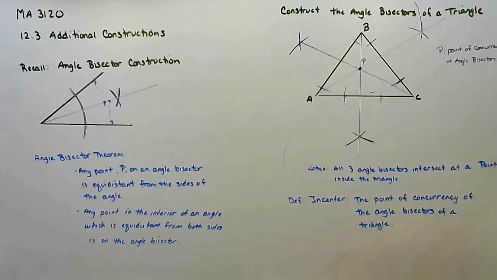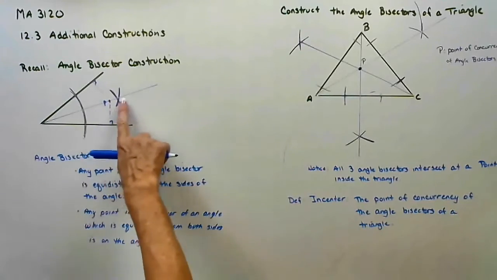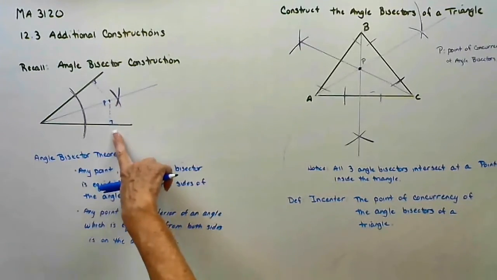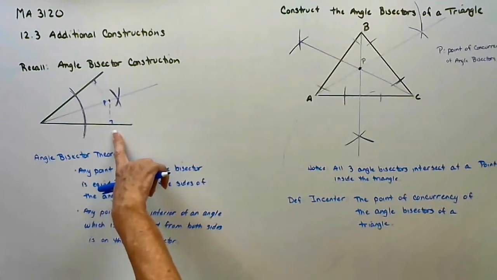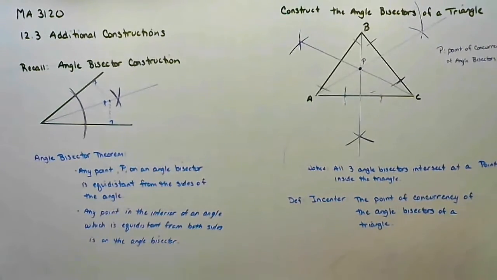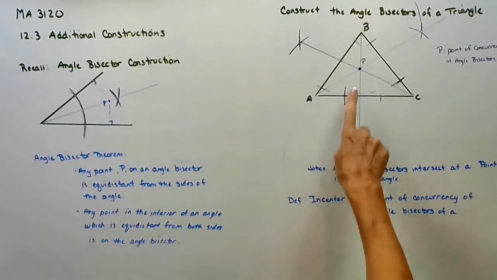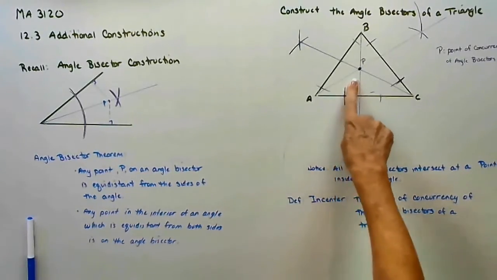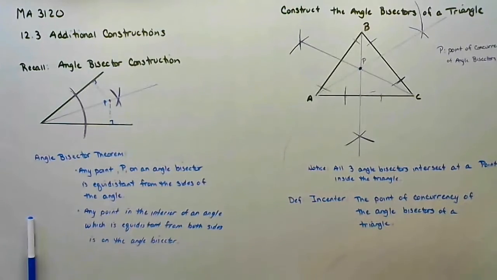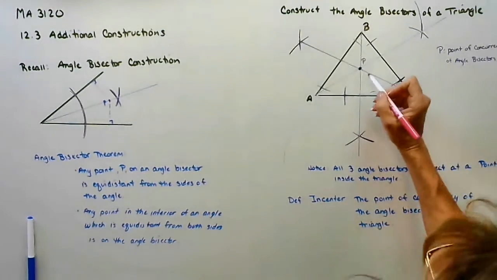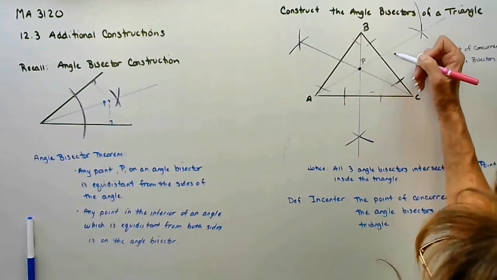Now, just a little side note. We talked earlier that if a point is on an angle bisector, it's equidistant from the sides. Okay? So, watch what's going to happen here. We know that it's perpendicular to the three sides. So, I know that the shortest distance between this incenter and this side, the shortest distance is perpendicular.